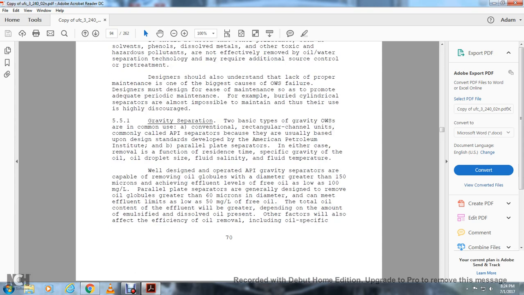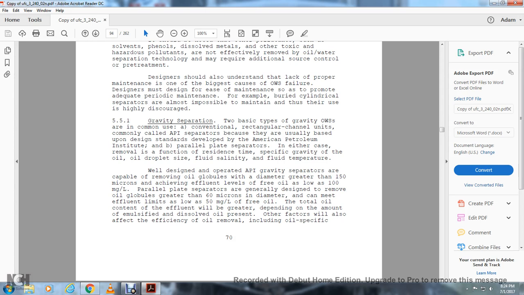Gravity separation. Two basic types of gravity oil-water separators are commonly used: conventional rectangular channels, commonly called API separators because they are usually based on design standards developed by the American Petroleum Institute, and parallel plate separators. In either case, the removal is a function of residence time, specific gravity of the oil, oil droplet size, fluid salinity, and fluid temperature.